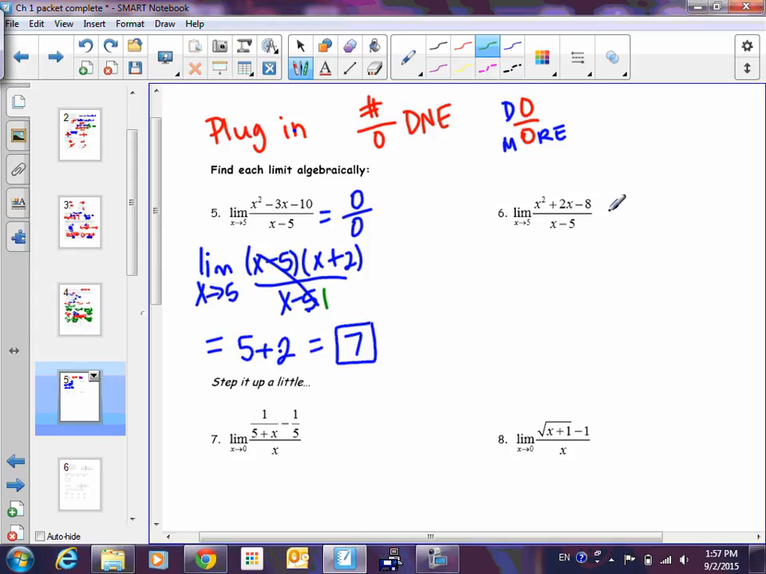Okay, so then on number 6, when you plugged in, what numbers did we get? 27 over 0. We don't even have to factor anything here. This limit does not exist because graphically there is a vertical asymptote happening at x equals 5. So we have an unbounded behavior. That was one of the 3 reasons the limit doesn't exist.